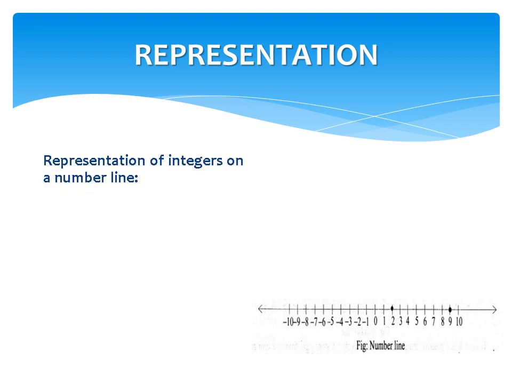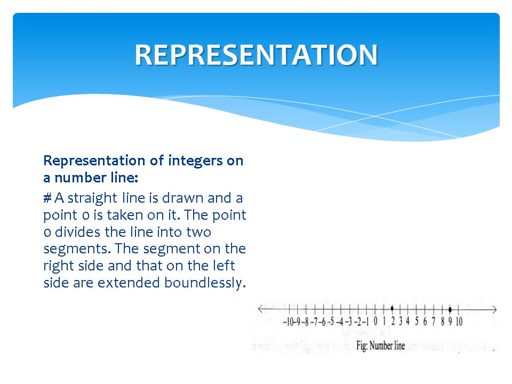So representation of integers on a number line. And you all know what is number line? A line on which numbers are marked at intervals used to illustrate simple numerical operations. That means every number is marked with an interval between them, and a straight line is drawn and a point 0 is taken on it. You can see in here 0 is taken. The point 0 divides the line into two segments. The segment on the right side and that on the left side are extended boundlessly. That means we take here 10, but you can take more, 11, 12, 13, and -11, -12, -13 more. That's why it's extended boundlessly.